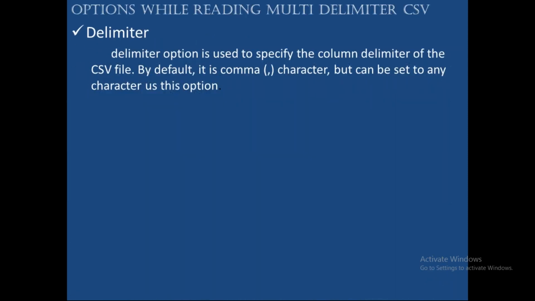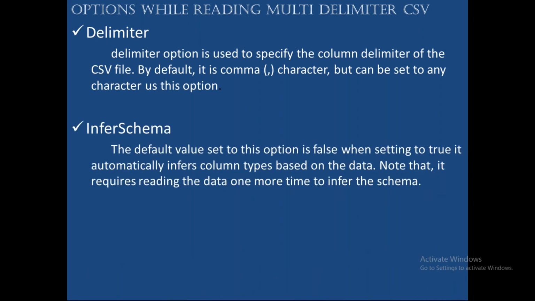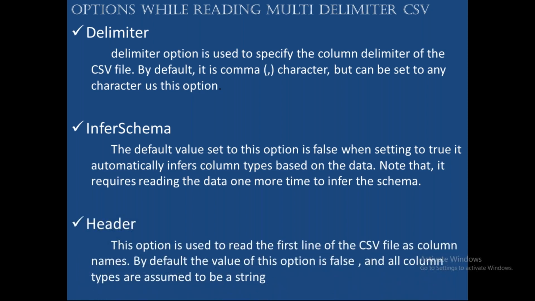We already discussed delimiter. The delimiter option is used to specify the column delimiter of the CSV file. So how your data is separated, that particular delimiter you need to put. By default, the delimiter is comma. Next, inferSchema: the default value set for this option is false. If you set it to true, what happens? It will scan the data once again to identify the column data types. Next, header equal to true.